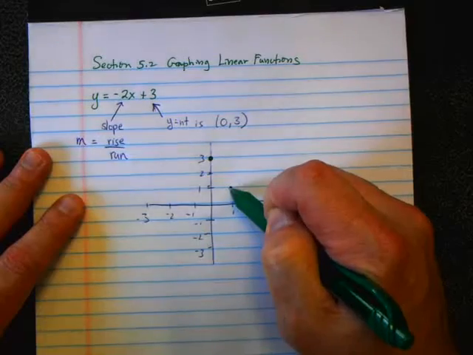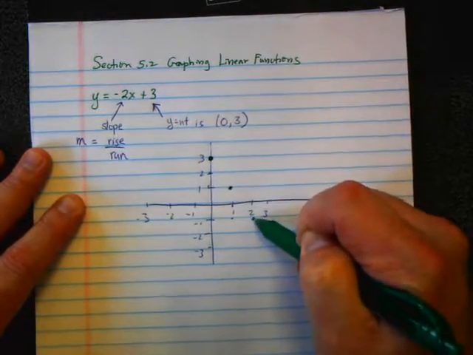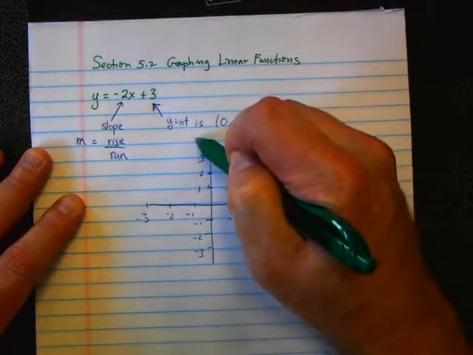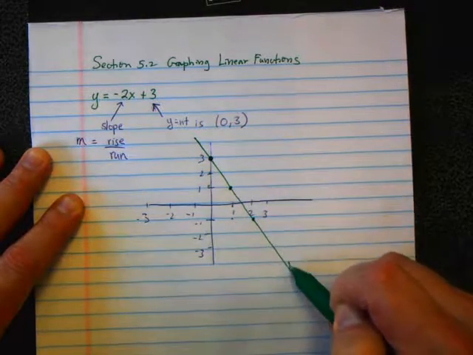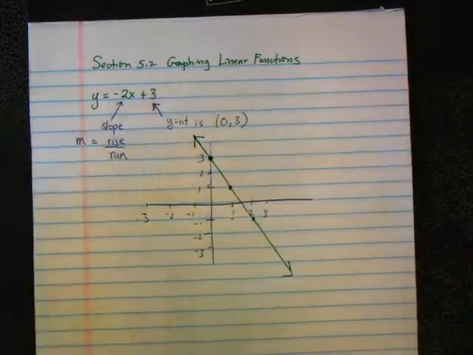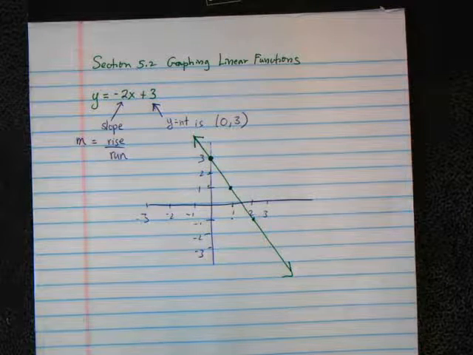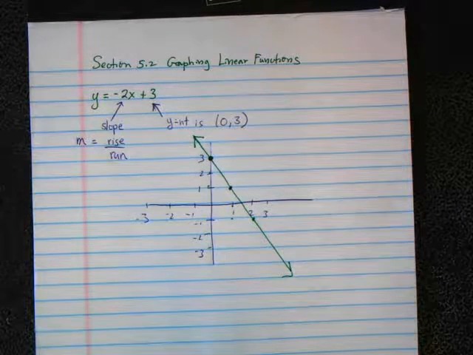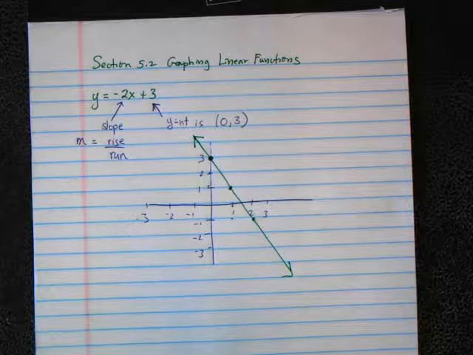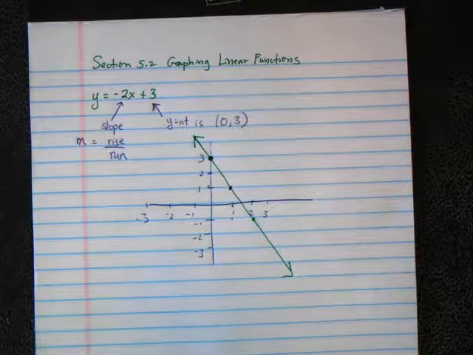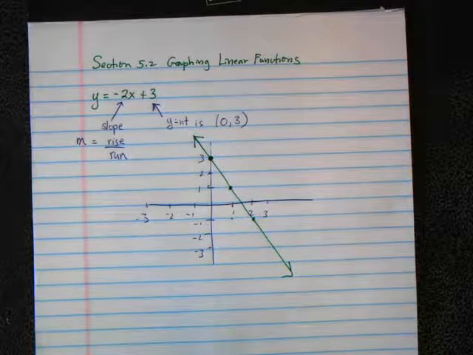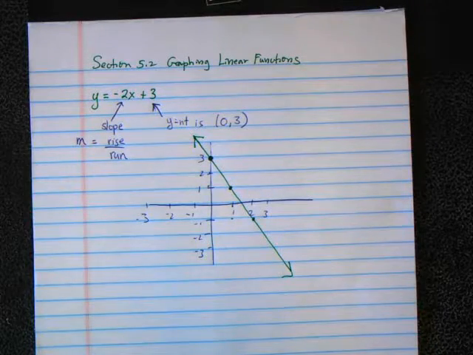And then I could do it again. I could go down 2 over 1, and I could keep doing it as much as I want. I think that's enough. I'm going to play connect the dots. And there's my line. So personally, I think that line's actually kind of steep. Of course, it's not as steep as a line that had a slope of negative 10. A line that had a slope of negative 10 would be much steeper than that even.